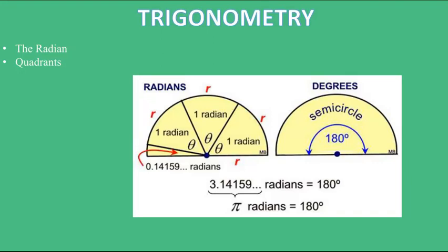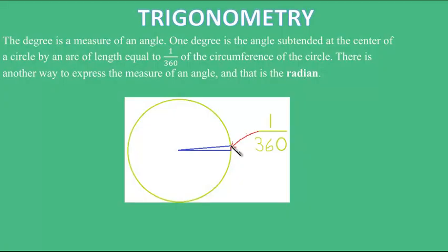Hi, in this video we want to continue our discussion of how we can express the measure of an angle. To that end we had introduced the concept of the degree, and now we'll look at the radian. We'll also discuss quadrants. We had said in the previous video that if you were to take a circle's circumference and divide it into 360 little arcs, then the angle subtended by one of those arcs would be 1 degree. So that is the definition of a degree. It's the angle subtended by an arc whose length is 1 over 360 of the entire circumference.